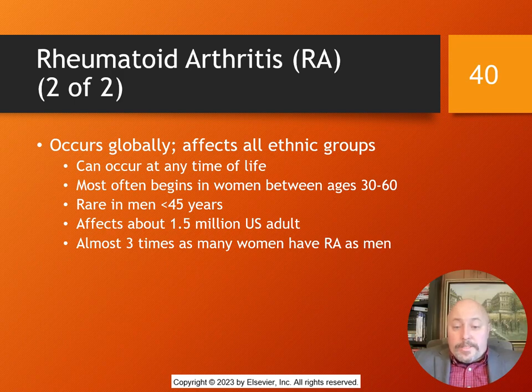Rheumatoid arthritis is a problem globally, and it affects all ethnic groups. It can occur at any time of life, most often beginning in females between ages 30 and 60. Men are rarely affected before 45 years. It affects about 1.5 million U.S. adults. Almost 3 times as many women have RA as men.